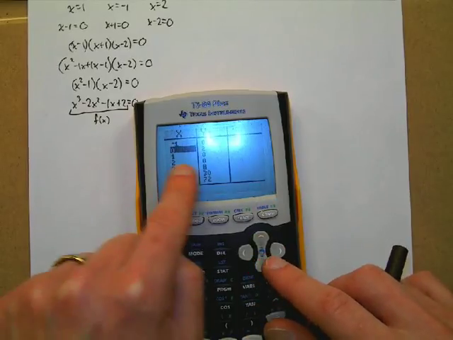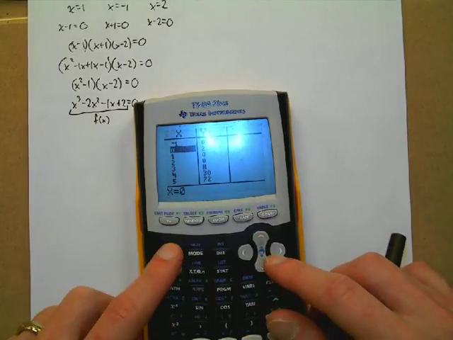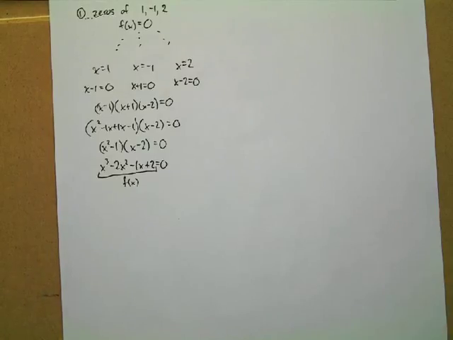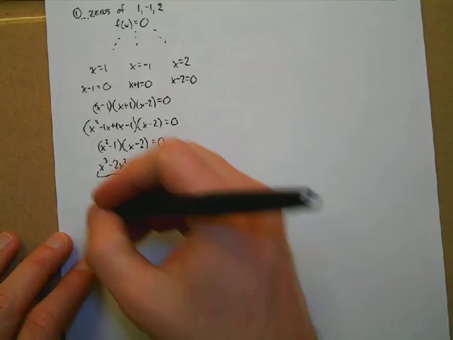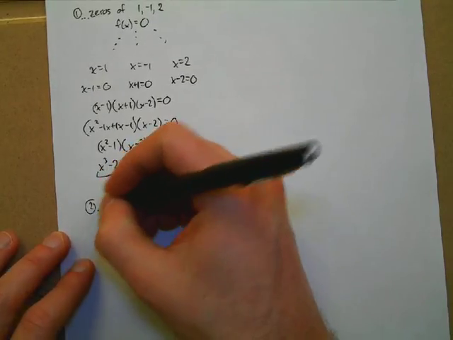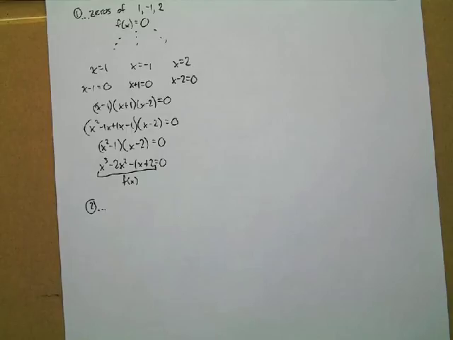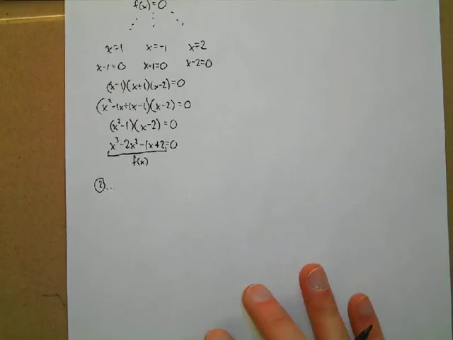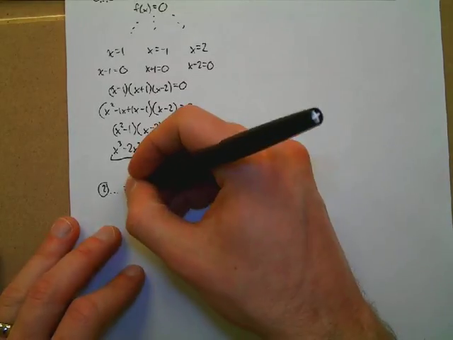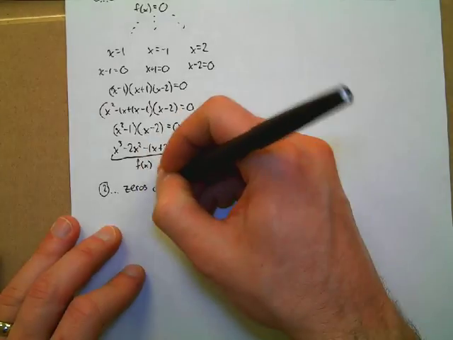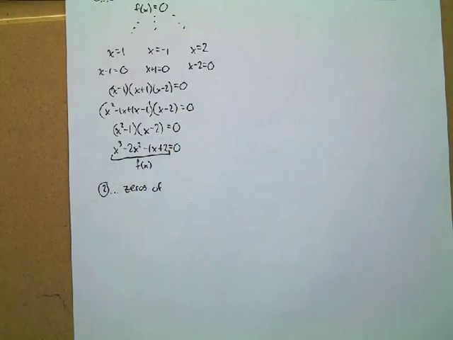Okay? So, questions on any of that? Alright, let's try another one. Because not all of our zeros are nice rational numbers like 1, -1, and 2. What happens if we have zeros of 3 and 2 plus or minus the square root of 5?